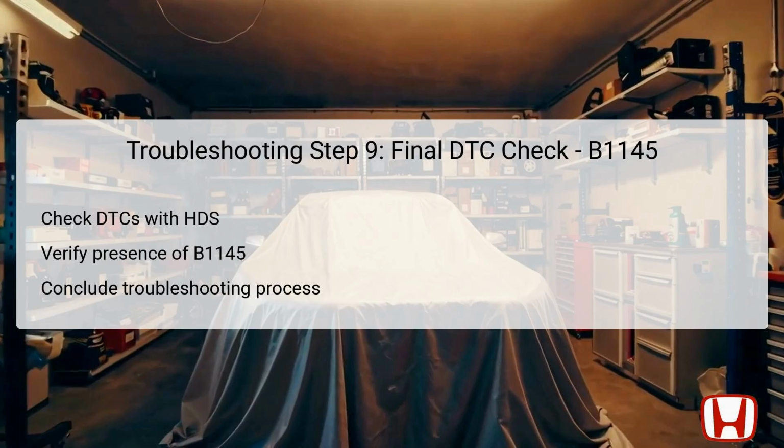If DTC B1145 is still indicated, it suggests that the motor for the front passenger's window may have failed, indicating the need for replacement of the front passenger's door regulator. On the other hand, if the code does not appear, it confirms that the replacement switch resolved the issue and the system has successfully regained functionality. At this moment, it is essential to document findings and actions undertaken during the troubleshooting process for future reference and to ensure that the vehicle is returned in an optimal state.